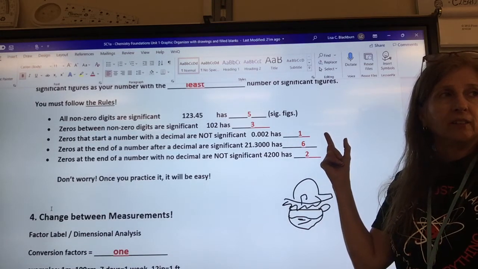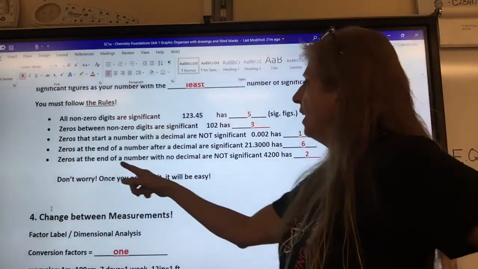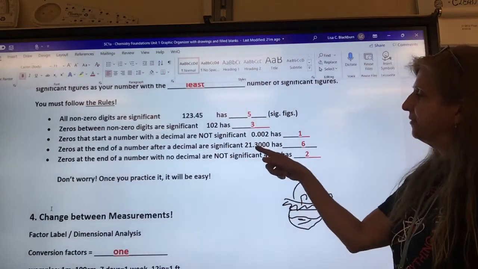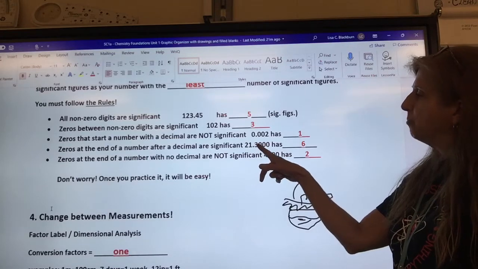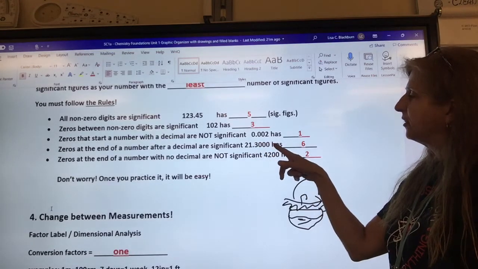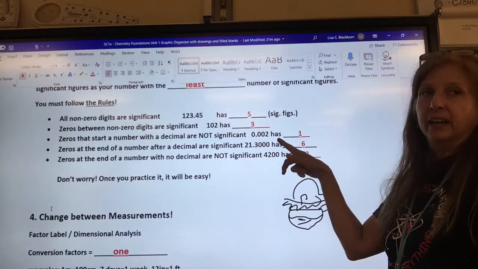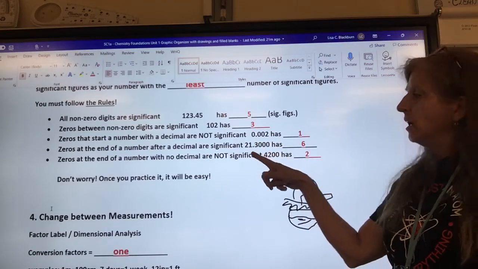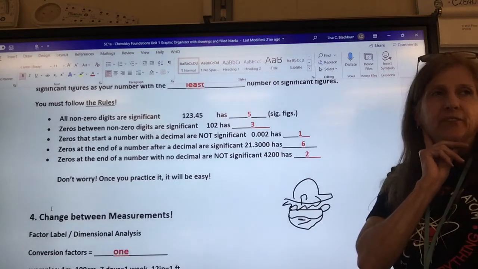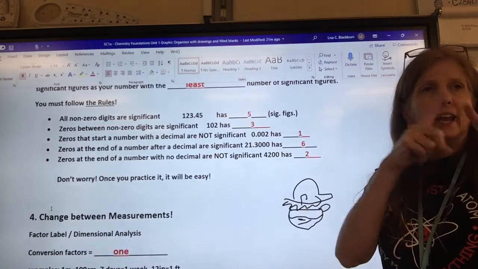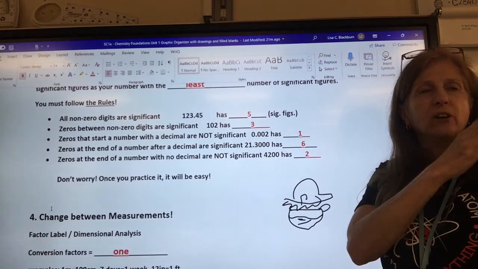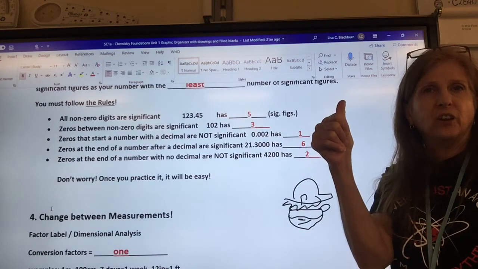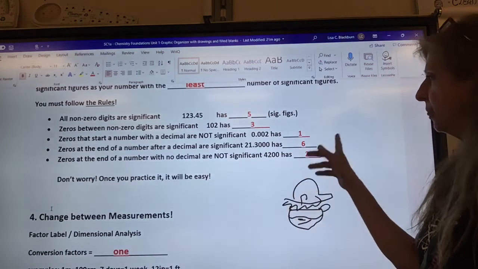All right? Okay, next. Zeros at the end of a number after a decimal are significant. So 21.3000, zeros at the end after a decimal count. They were measured. So it has 6 significant figures. Zeros at the beginning don't count. Zeros at the end count if they're after a decimal. Good so far? Next one.